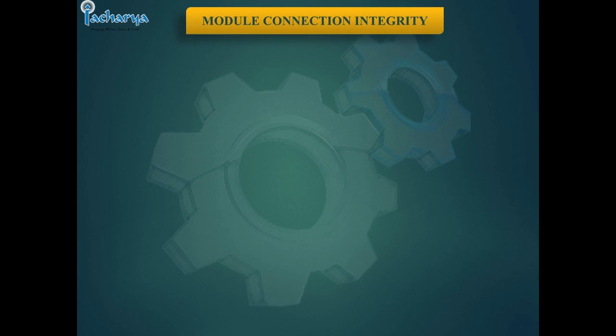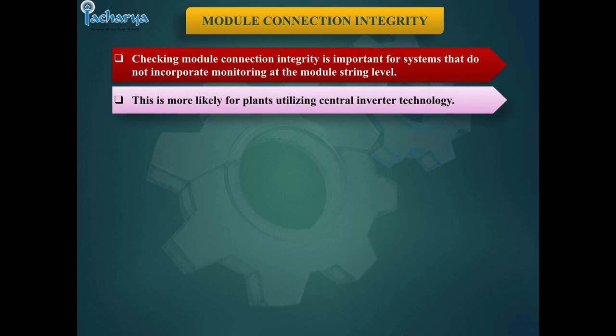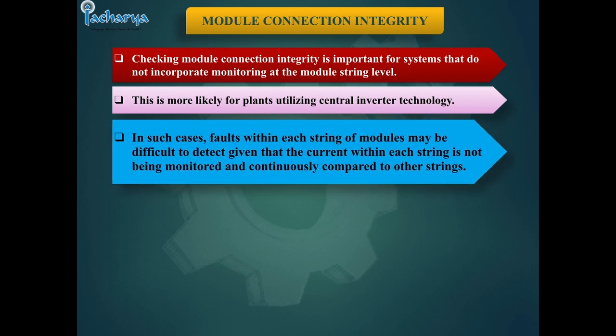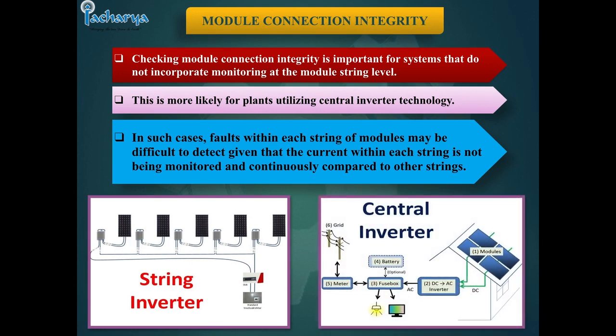Module connection integrity. Checking module connection integrity is important for systems that do not incorporate monitoring at the module string level. For string inverters, we can monitor the string-wise generation. This is more likely for plants utilizing central inverter technology. In such cases, faults within each string of modules may be difficult to detect, given that the current within each string is not being monitored and continuously compared to other strings.